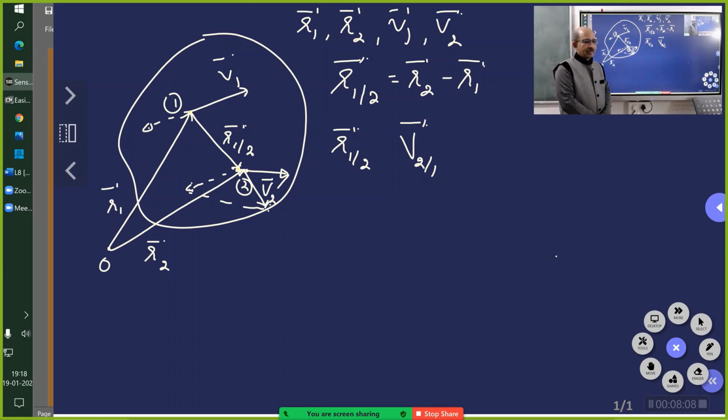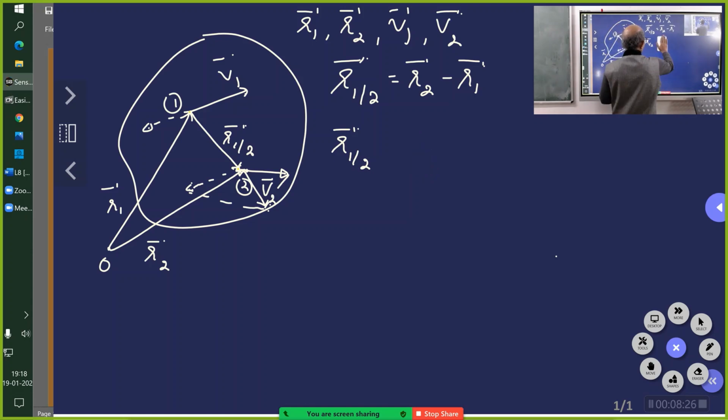They show velocity of 1 with respect to 2. No, I want velocity of 2 with respect to 1. Actually, the position vector should also be R21. It should be R21, no? Correct. R21. Okay, fine, then I will take it. Right, thank you. So 1, 2.